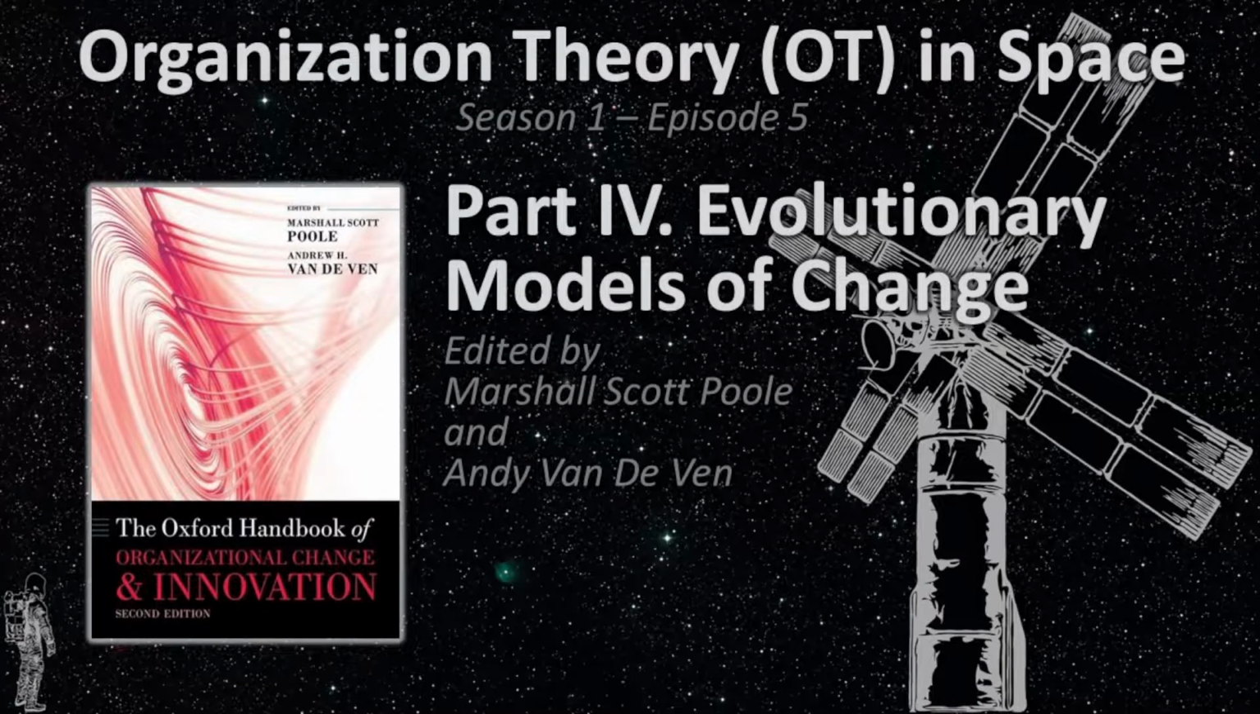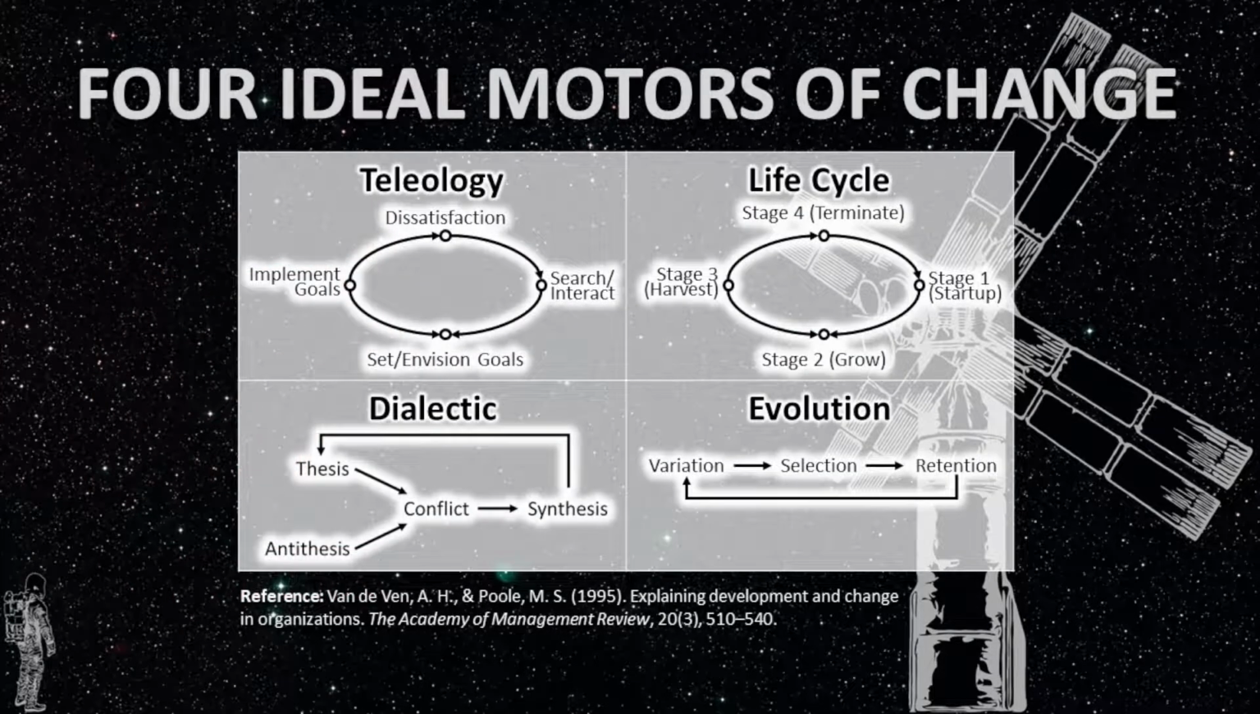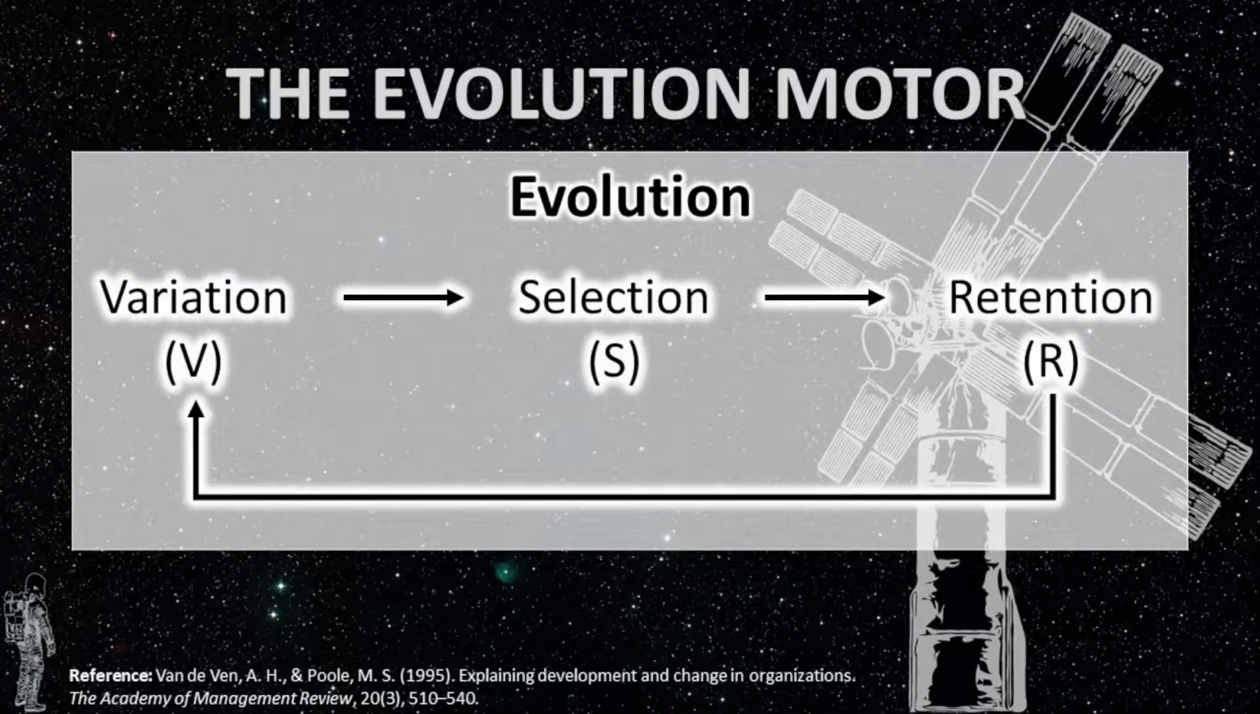In this episode, we're going to cover the fourth major part of the handbook on the topic of evolutionary models of change. As you recall, the evolutionary motor is one of 4 idealized motors of how change occurs. In reality, multiple motors are working across multiple levels and combined with and dependent on each other. We're talking about each one separately first before we start combining them together.